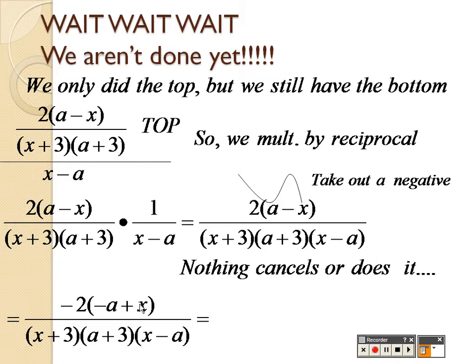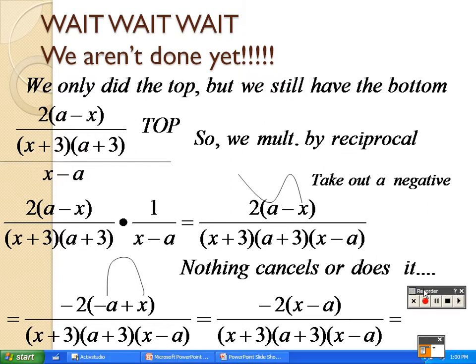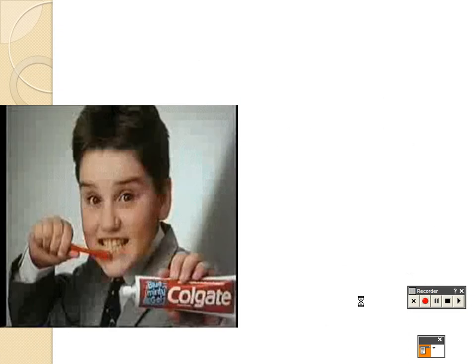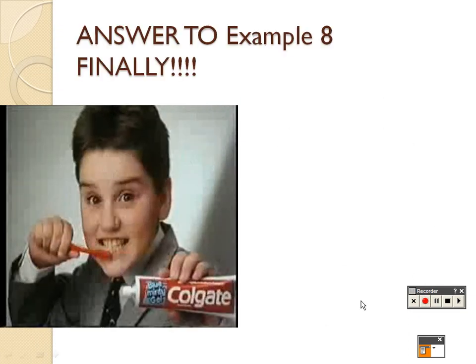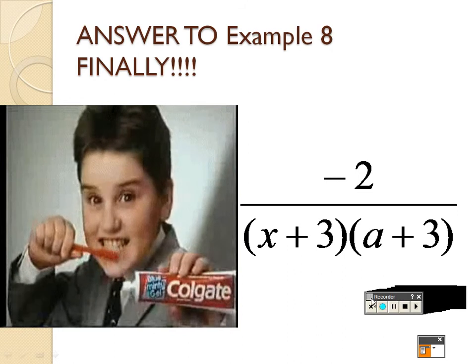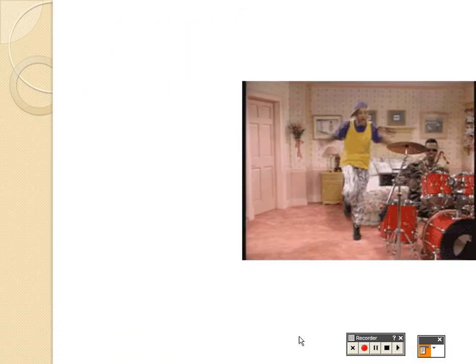Well, how does that help? If I flip-flop those around, I'll end up with an x minus a. And now, because I have an x minus a on both the top and the bottom, these two right here can cancel each other out, and all I have left is negative 2 over x plus 3 and a plus 3.